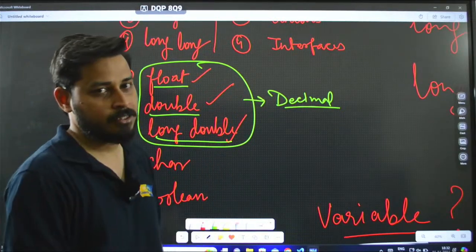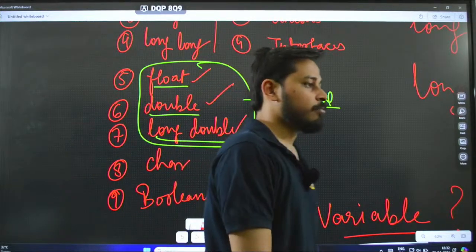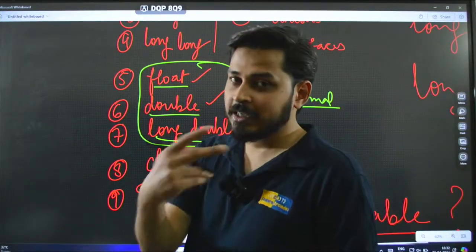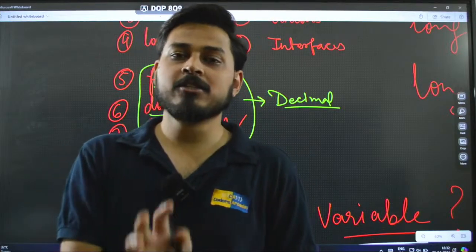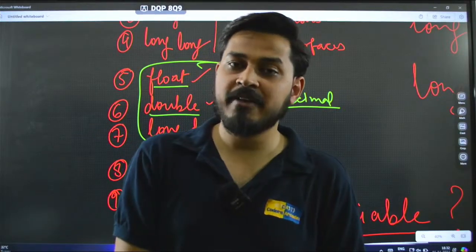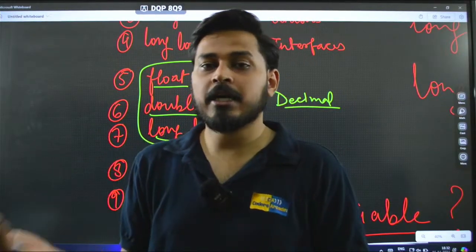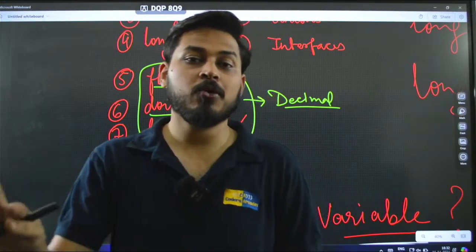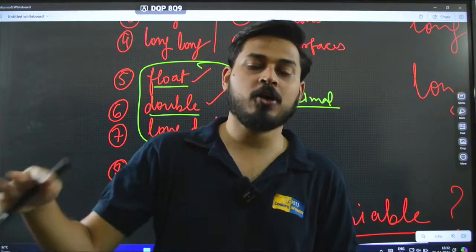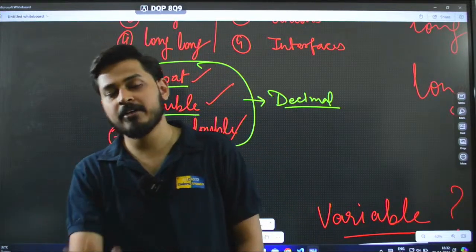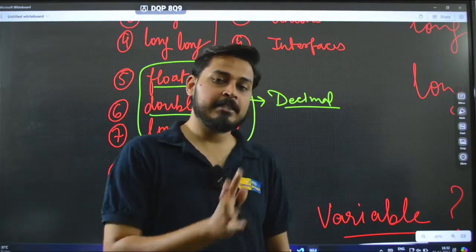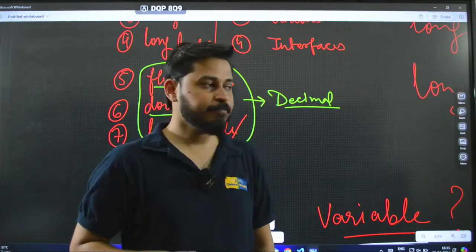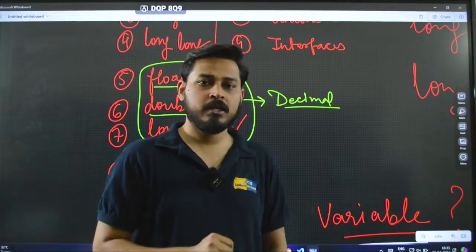Only these three exist. So float can hold only up to 2 to 3 decimal values, or max 5 decimal values. Double can hold up to 7 to 8 decimal values, and long double can hold more than 15. The concept goes like this. In a nutshell, if I wanted to explain it to you, again the size comes here.